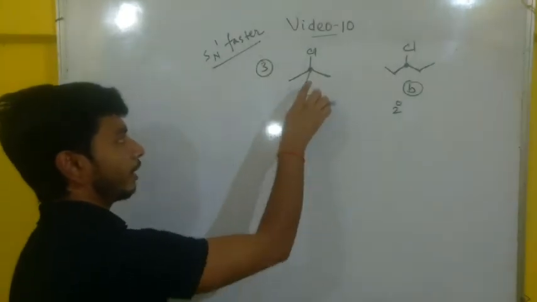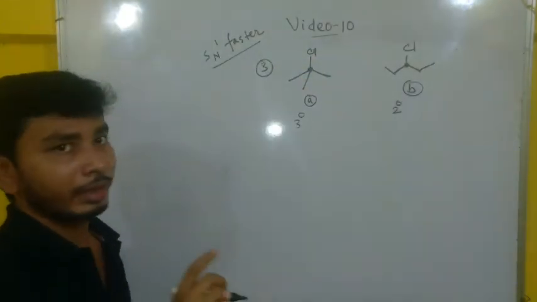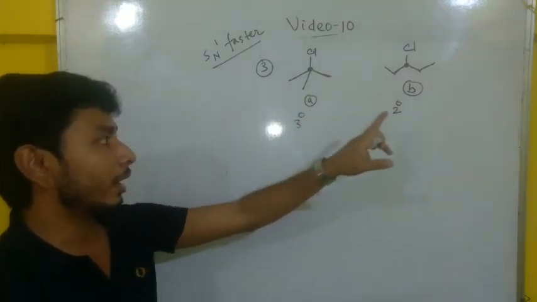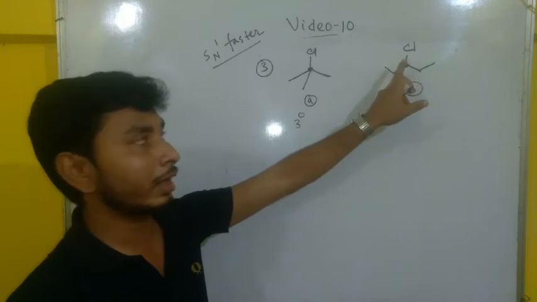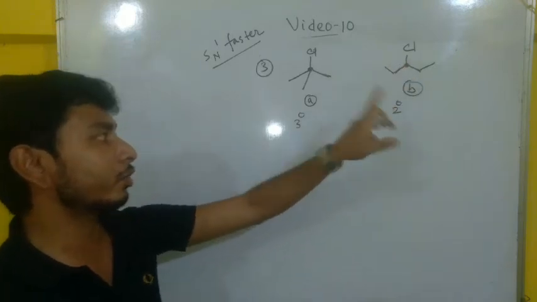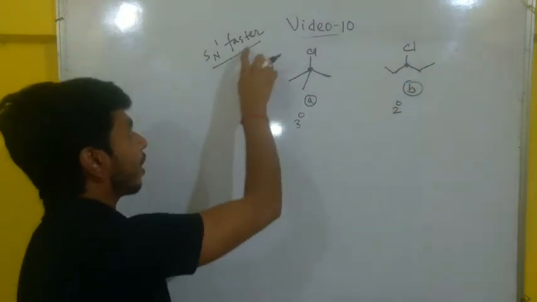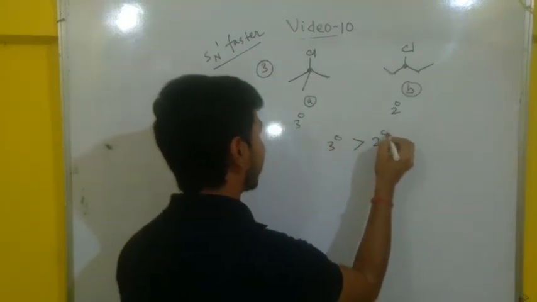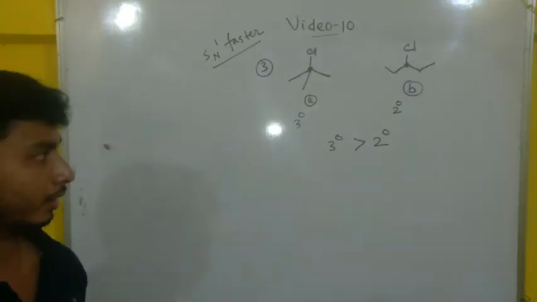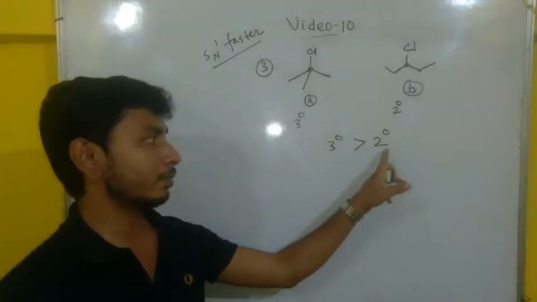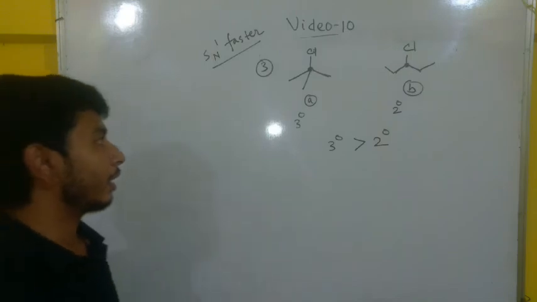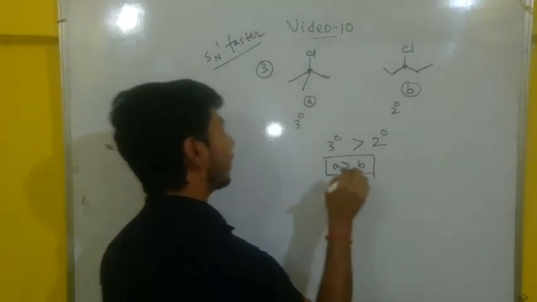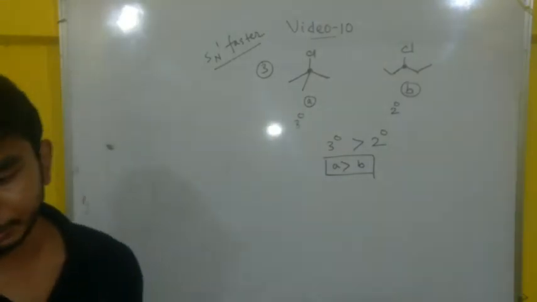In A, the carbon containing halogen is attached with 3 carbon-carbon bonds, and in B it has 2 carbon-carbon bonds, so it is 2 degree. Now in the SN1 reaction, 3 degree alkyl halide is more reactive than 2 degree alkyl halide. That means A will react faster than B in the SN1 path.